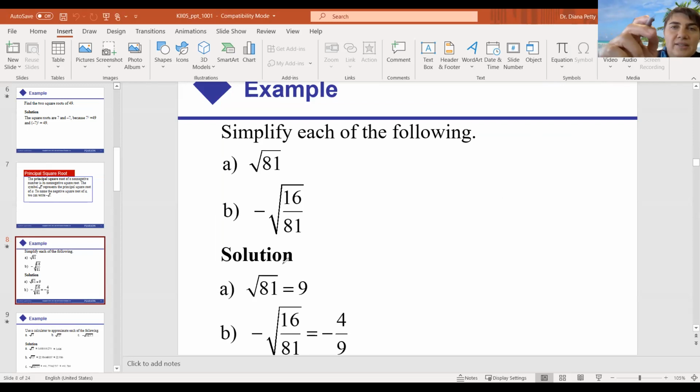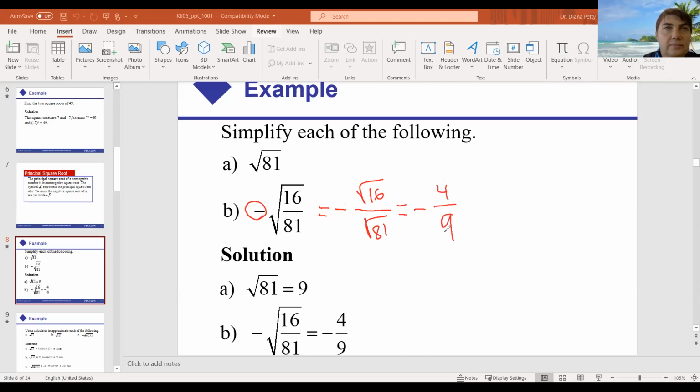Okay, so how do you do the next one? If you have a fraction, to simplify it, you see there is a minus in front, just to make it more fun. You can split your fraction into square root on top and square root in the denominator. And then since you know what those square roots are, now you can get the answer.